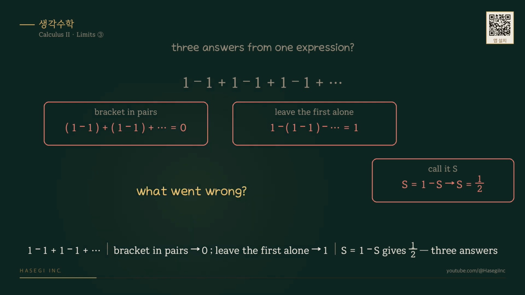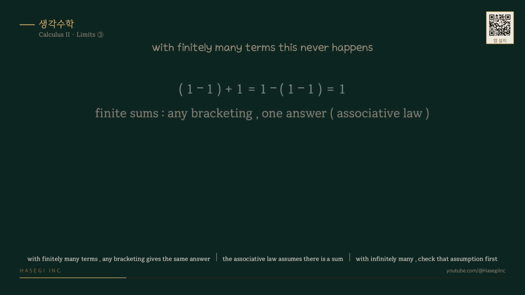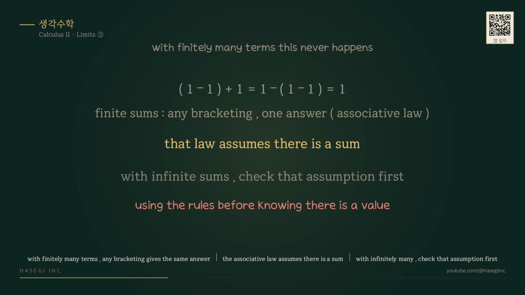What exactly went wrong? With finitely many terms, this never happens. 10 numbers or 100, you may bracket them any way you like, and the answer is the same. The associative law guarantees it. But that law assumes there is a sum in the first place. With infinitely many terms, that assumption is the thing you must check first. Using the rules before knowing there is a value, that was the mistake.